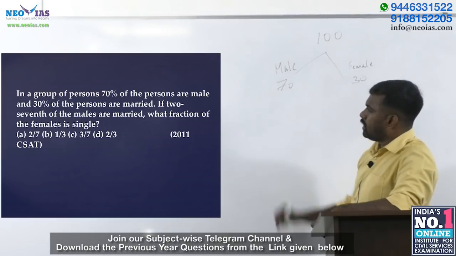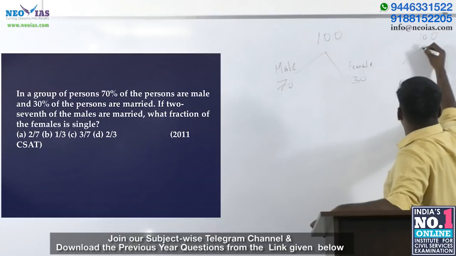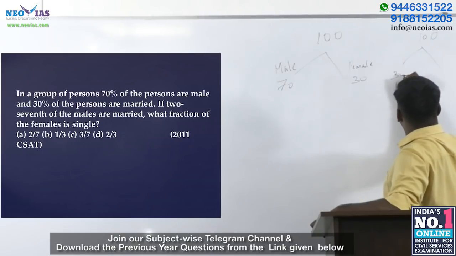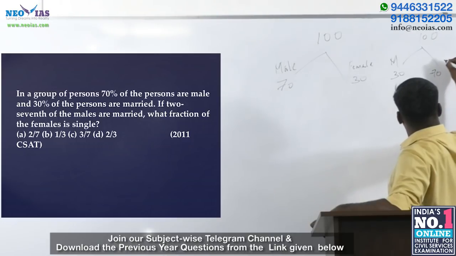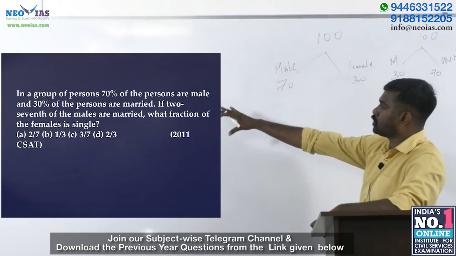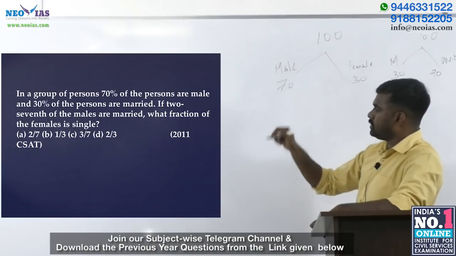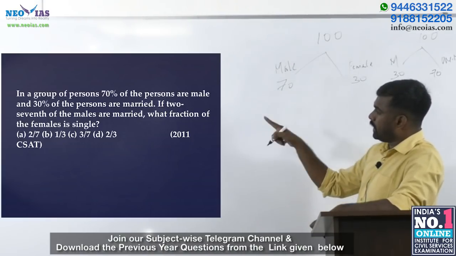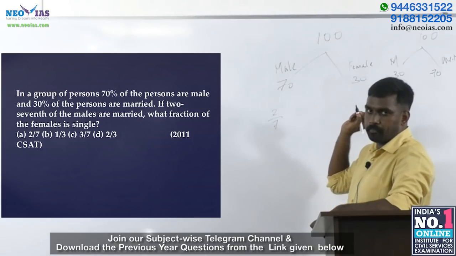Right. And 30% of the persons are married. In the case of married, 30%, that means 30 are married, and the rest 70 are unmarried. This much is understood from the first sentence, right? Then the actual concept lies in the second one. 2/7 of the males are married. 2/7 means 2 by 7.